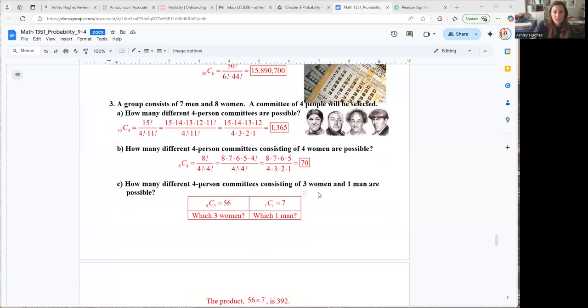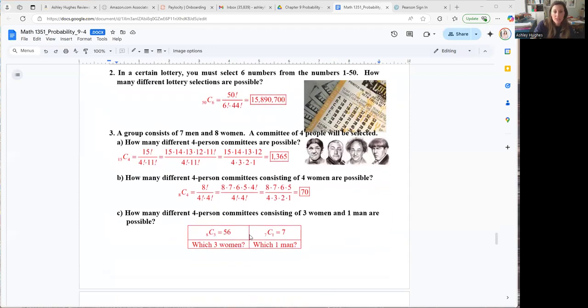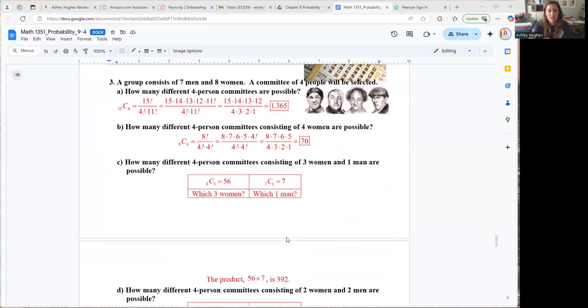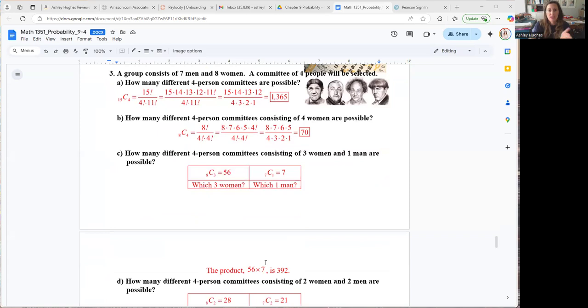How many 4 different committees consist of 3 women and 1 man? So I got 8 women to choose from. I'm taking 3 of them. So that's this first part. And then you have 7 men to choose from. You're only taking 1. That's this part. So you got 56 times 7, which gave us 392.